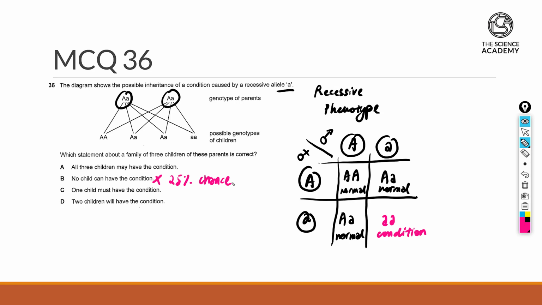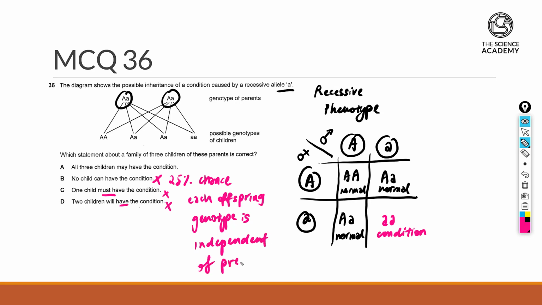And for C and D, which use very definitive terms like "must have the condition", this is untrue because, like I say again, each offspring's genotype is independent of the previous sibling's genotype. Each of the offspring genotypes is unique by itself.